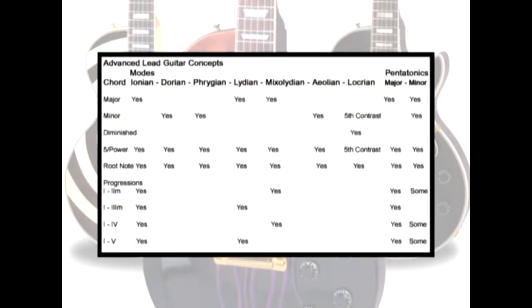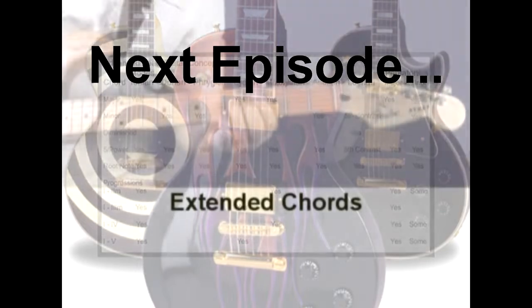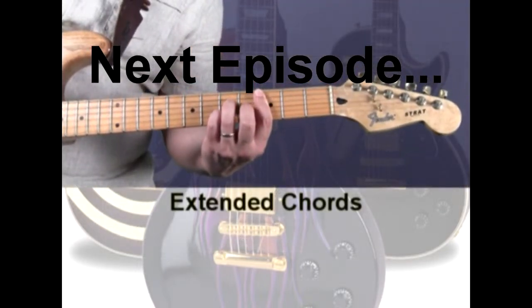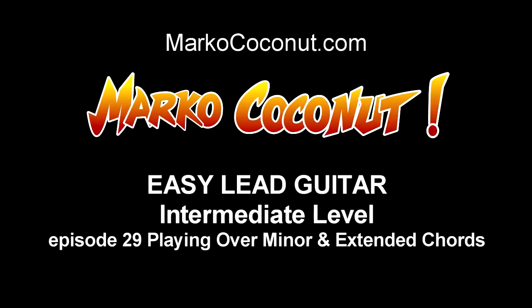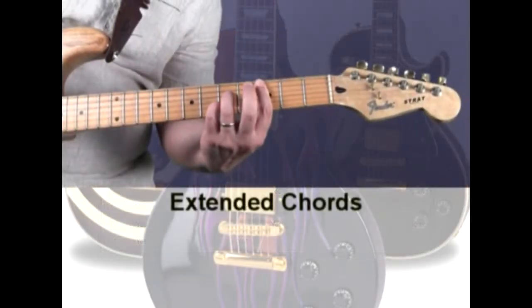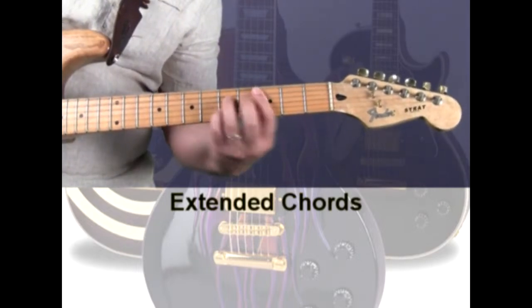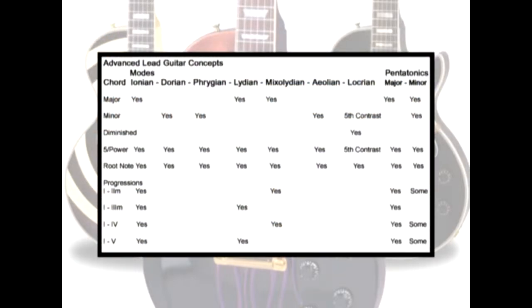Over any major chord, you can play the major scale, major pentatonic, and at times minor pentatonic. As we know, the Ionian mode is the same as the major scale, but we can also play the Lydian mode and Mixolydian mode. If you start playing extended chords, such as sevenths, major sevenths, ninths, 11ths, and 13ths, you really start to limit what scales you can use.